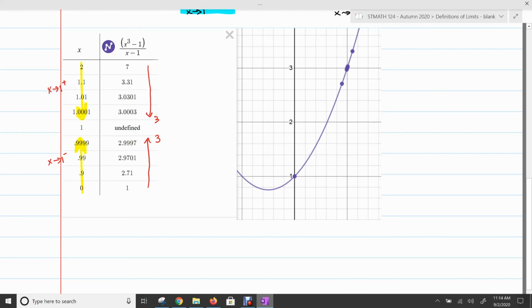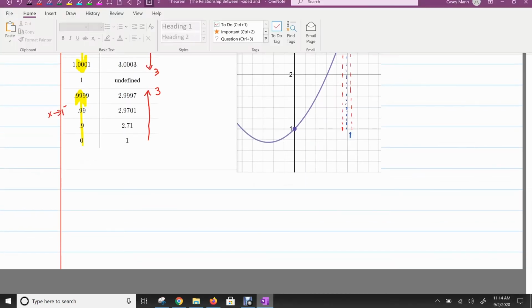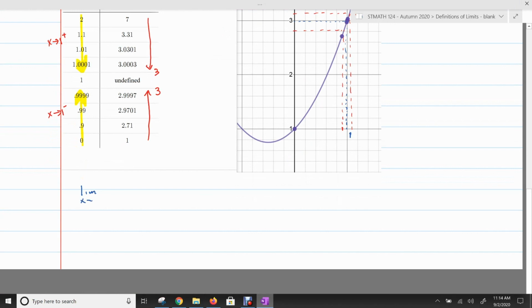And also on the graph here, when I put in the value of 1 into this function, it looks like it's getting close to 3 there too, right? On both sides. So if I plug in some x's on the left-hand side, those values are getting close to 3. And if I plug in values of x on the right-hand side, we can see graphically those y values are getting close to 3 also. So graphically, numerically, the situation is this: the limit as x approaches 1 from the right equals 3, and the limit as x approaches 1 from the left is 3.